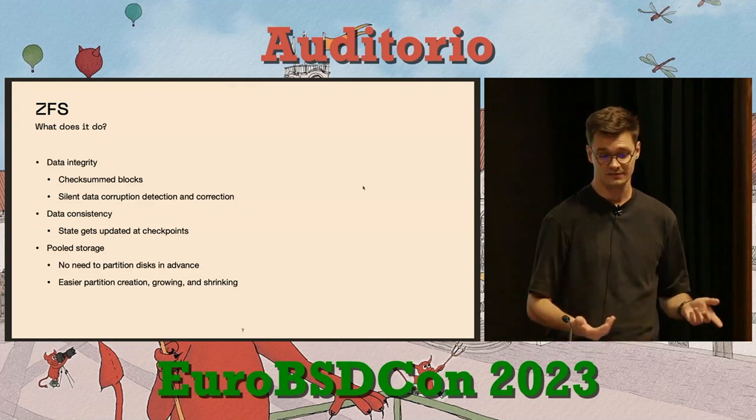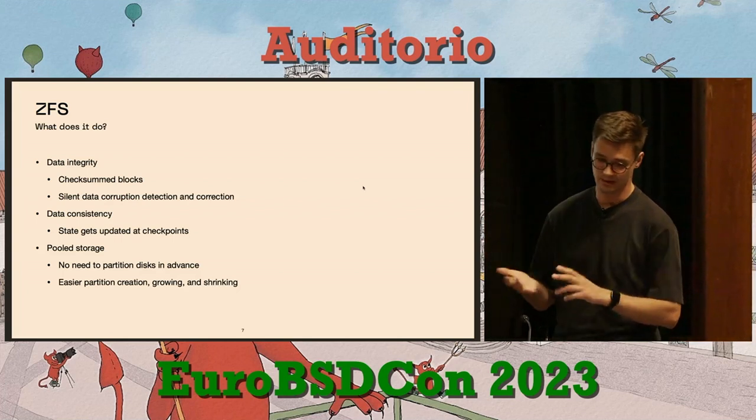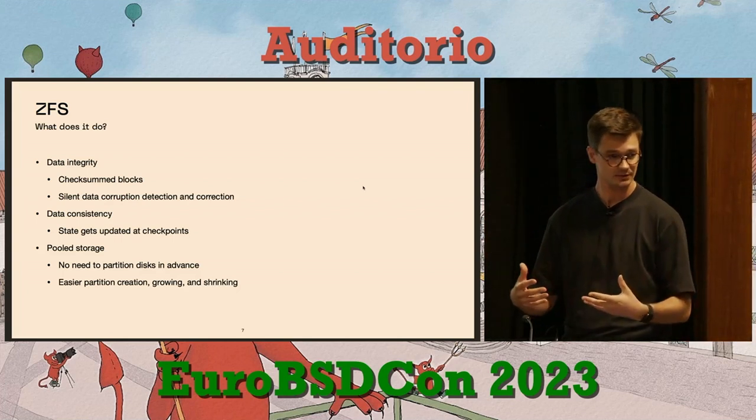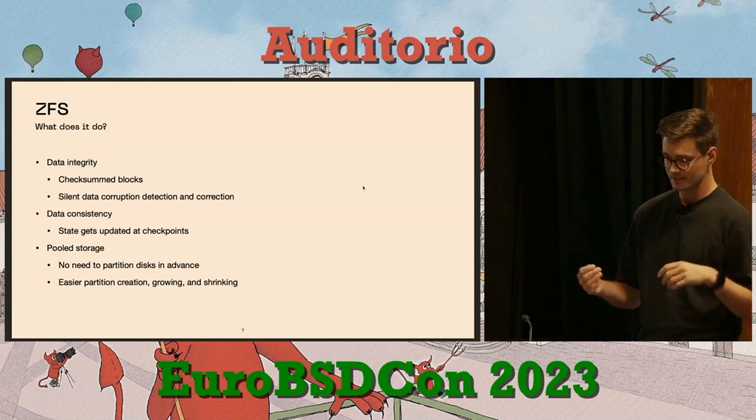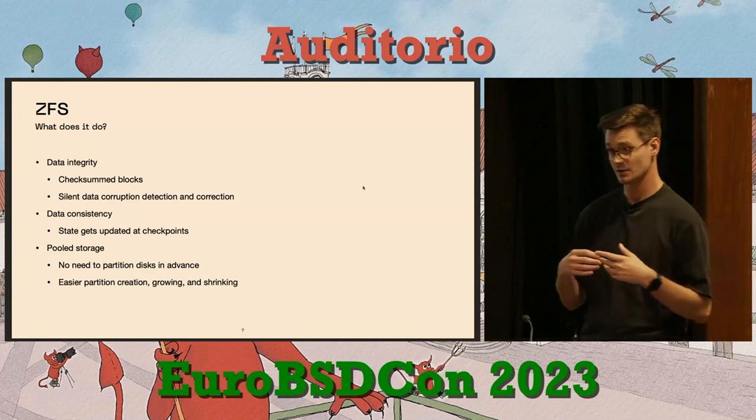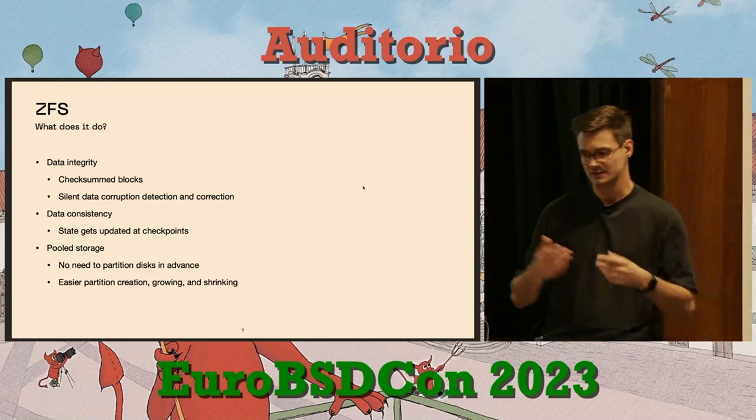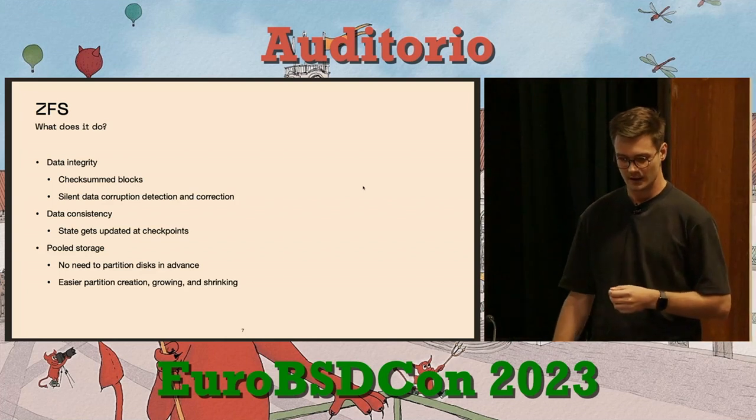So what does ZFS do? There are a couple of things. The most important ones are maybe data integrity. Every block you have on your system is checksummed, which is nice. And when data gets corrupted, ZFS can detect it. And if it's not too much of a corruption, it can also try to correct it, or at least report to you that, hey, something is wrong. You should really take a look at those disks.